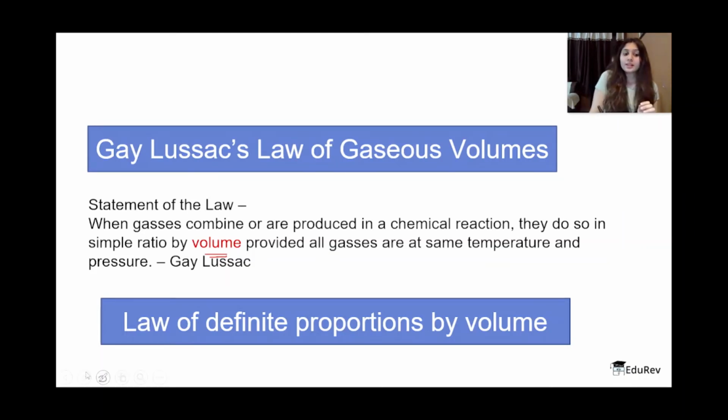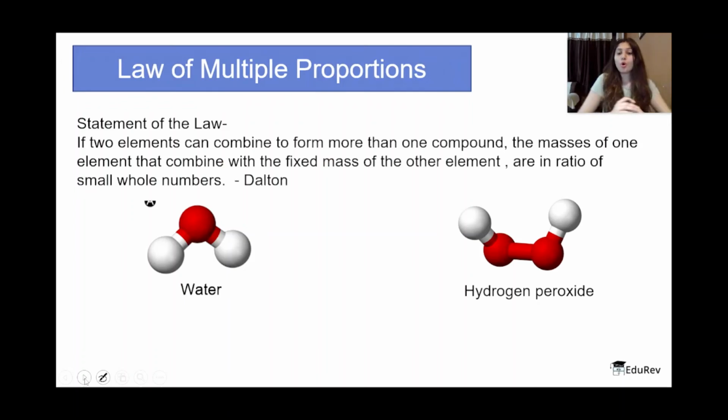The next law we have is the law of multiple proportions. Let's see what this law has to say. If two elements can combine to form more than one compound, the masses of one of the elements that combine with a fixed mass of the other element are in the ratio of whole numbers. So I think I just read a script. Let's understand what the script actually has to say.